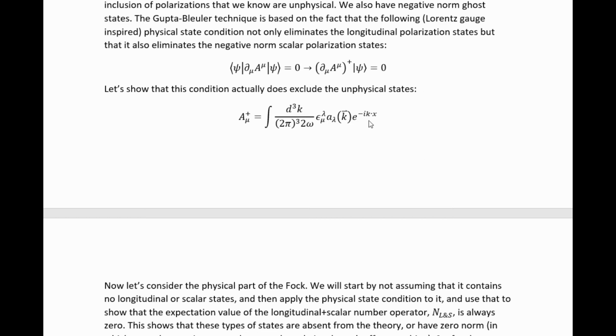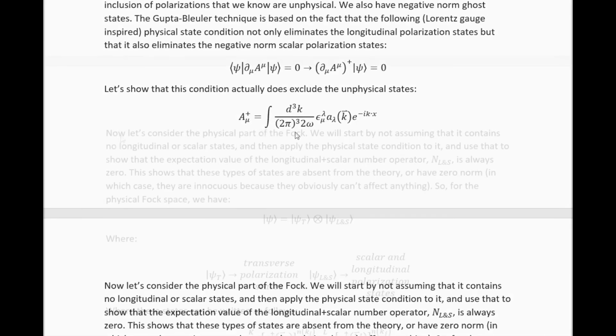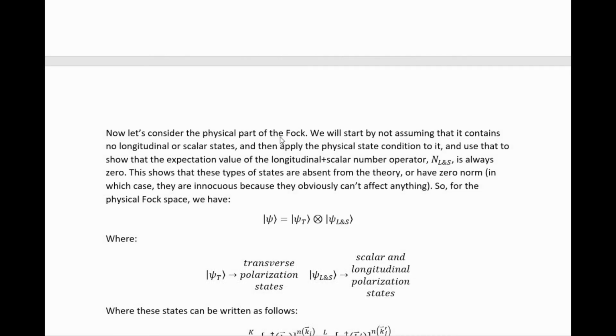Of course, we'll need to start with the formula for the A+ field. Now let's consider the physical part of the Fock space. We will start by not assuming that it contains no longitudinal or scalar states, and then apply the physical state condition to it, and then use that to show that the expectation value of the longitudinal plus scalar part of the number operator, denoted N_L and S, is always 0. This shows that these types of states are absent from the theory or have 0 norm, in which case they are innocuous because they obviously can't affect anything.